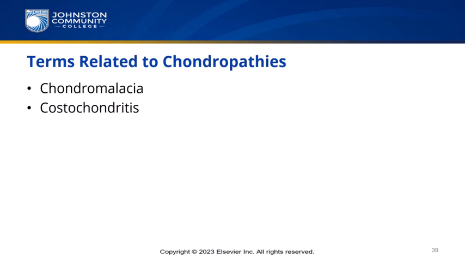Now we'll look at terms related to chondropathies. So first we have chondromalacia, which is a softening of the cartilage. Remember, chondro is our word part for cartilage. Malacia is our suffix for softening. Then we have costochondritis, which is an inflammation of the cartilage of the ribs. Remember, costo is our word part for ribs.